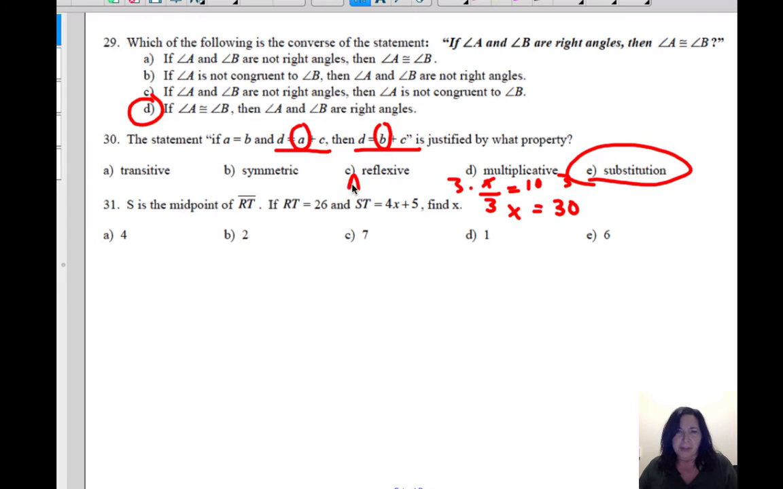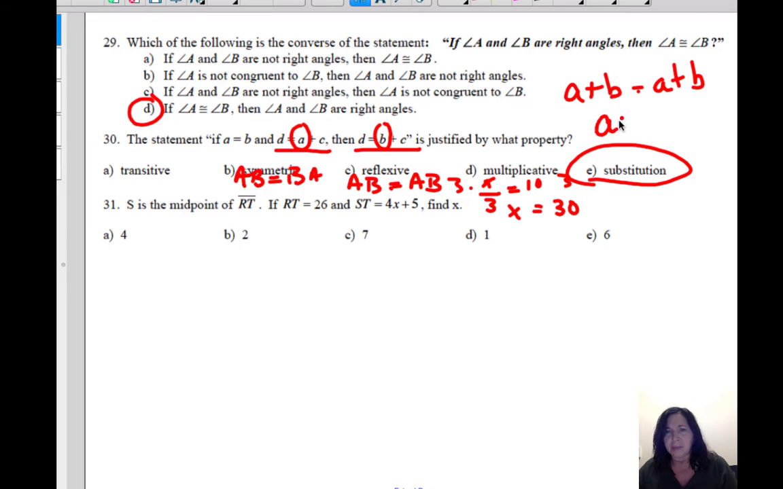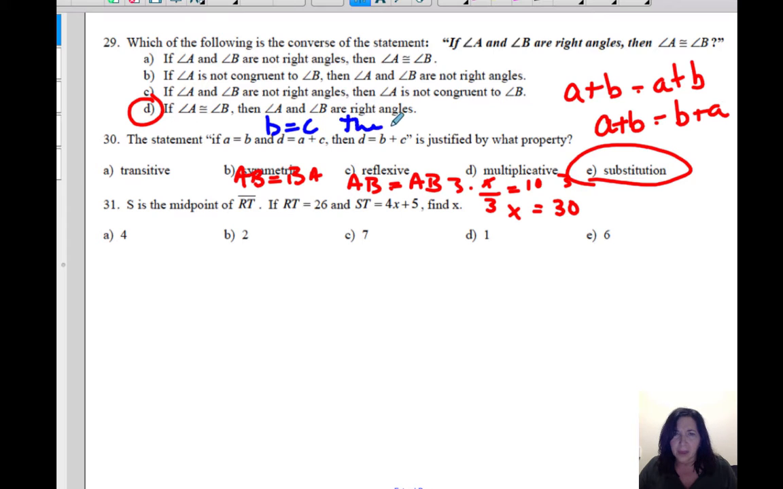The reflexive property is like AB is equal to AB, or you could even say A plus B is equal to A plus B. Symmetric, using the same variables or values, I would say AB is equal to BA. Or symmetric property would be A plus B equals B plus A. If this was the transitive property, it would have said if A equals B and B equals C, then A is equal to C. That's the transitive property, all right?